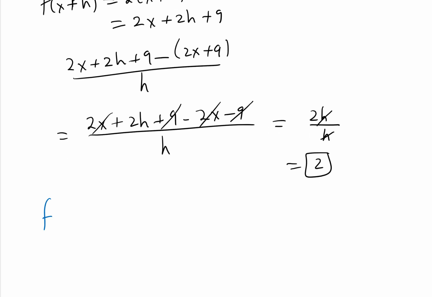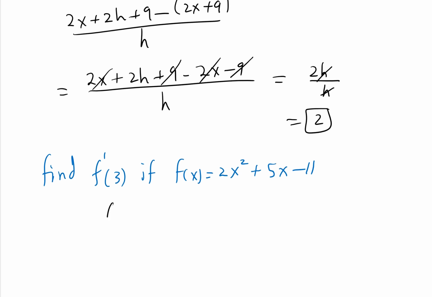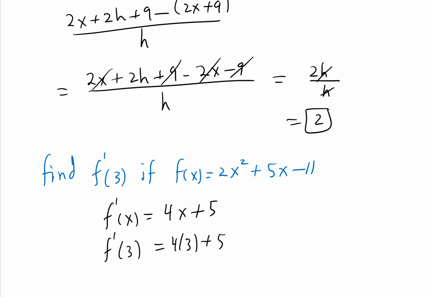More examples. Find f prime at 3 if f of x equals 2x squared plus 5x minus 11. To do that, we need to find f prime of x first, which is 4x plus 5. Then the derivative at 3 is 4 times 3 plus 5: 12 plus 5, 17.